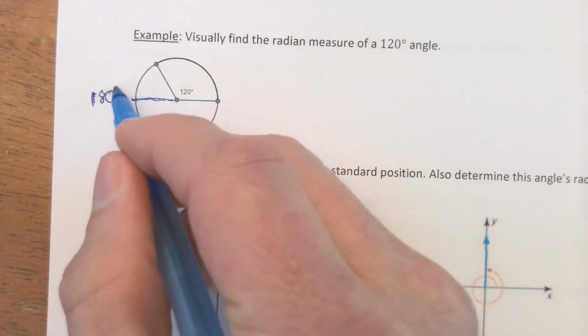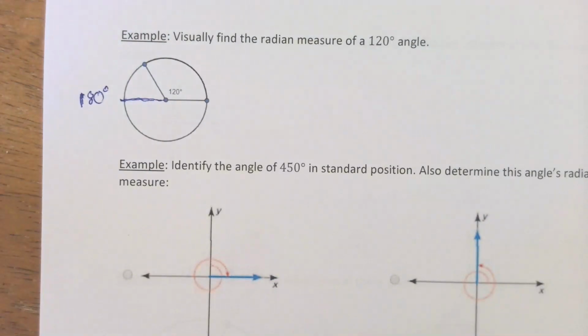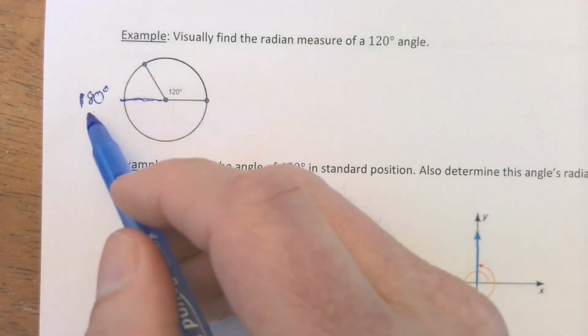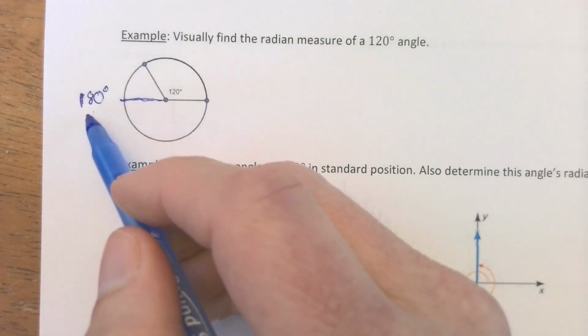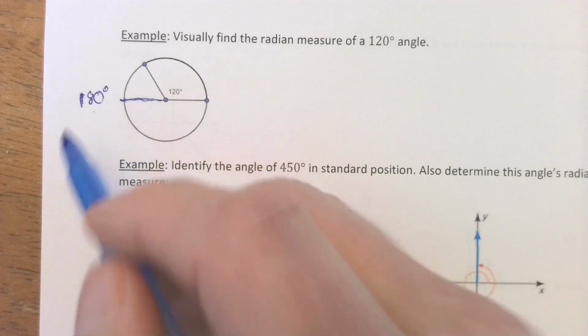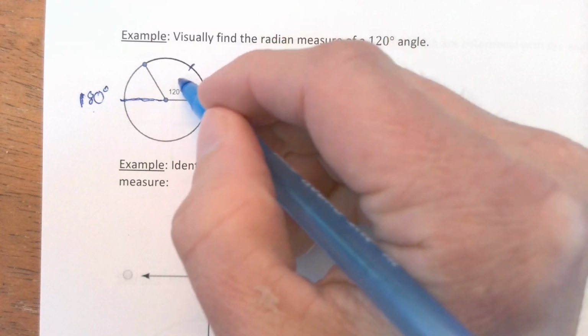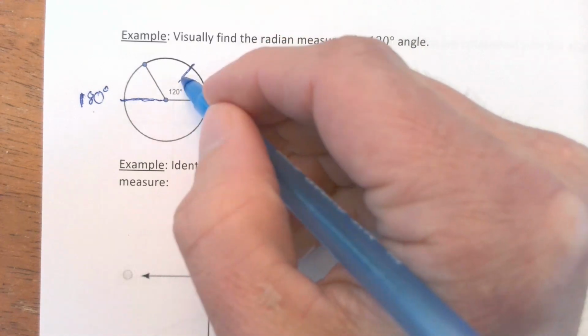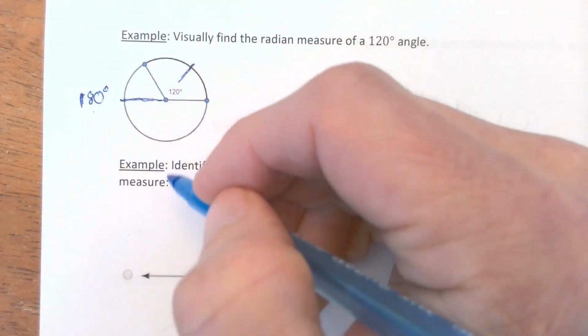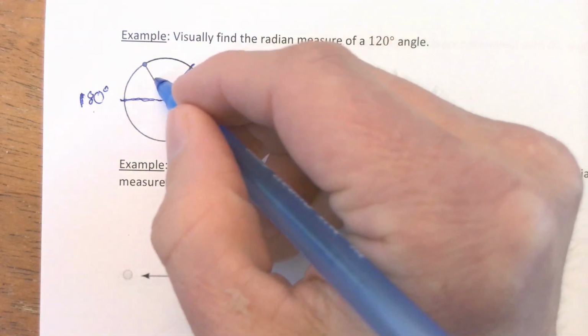Well, now you need to know a little bit about arithmetic. See, because you can make 180 by going 60 plus 60 plus 60. Similarly, you can make 120 by going 60 plus 60. So 60 plus 60 plus 60 is 180. We're taking 2 of those.